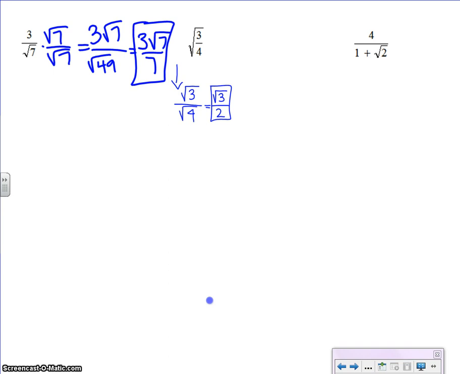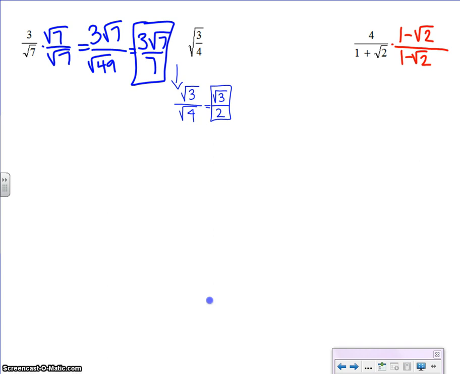Okay, when we look here at the last of our square root problems, remember we can't have the square root in the denominator. To get rid of a binomial in the denominator, what we can do is multiply by the conjugate. And remember, the conjugate for this one means we will do 1 minus the square root of 2.